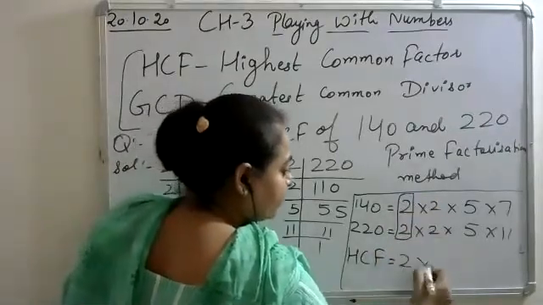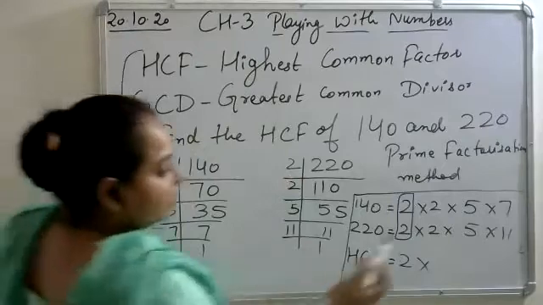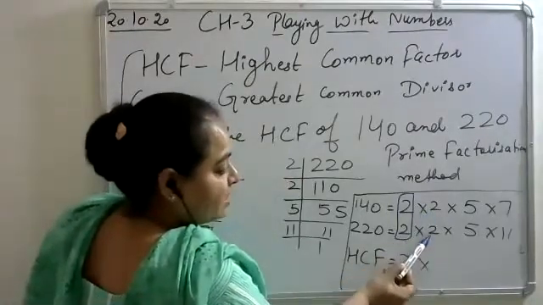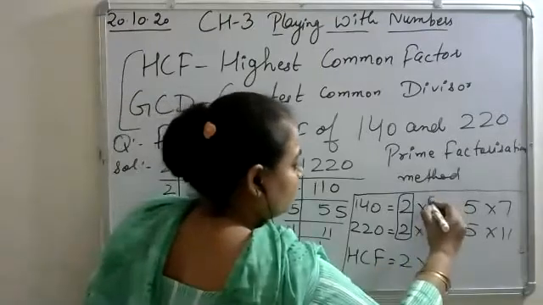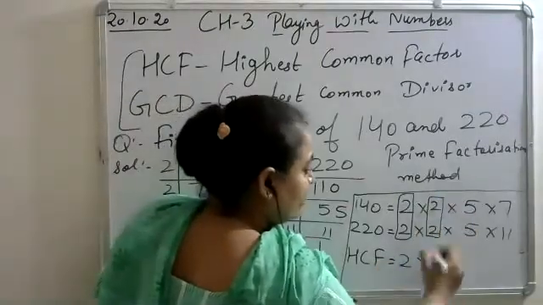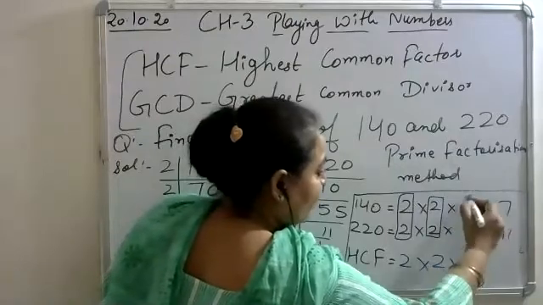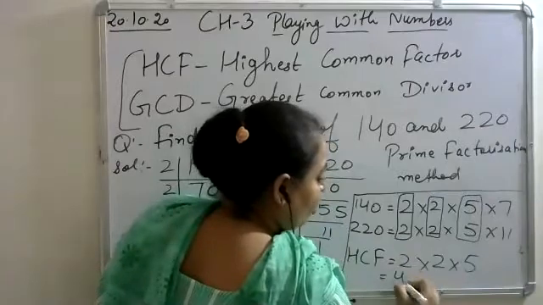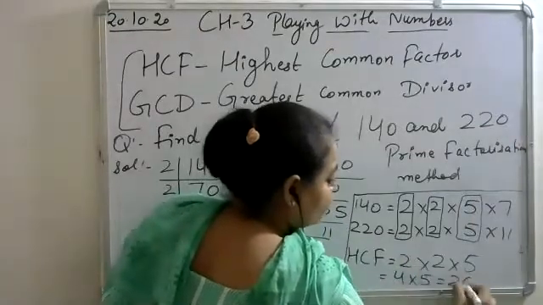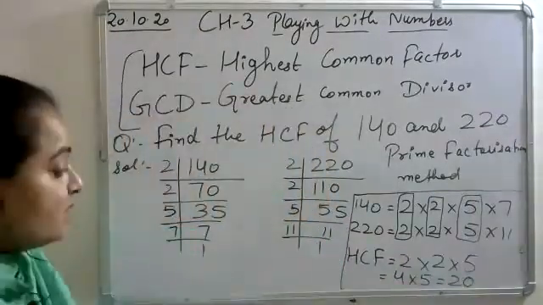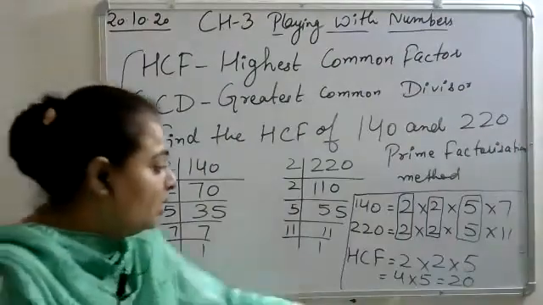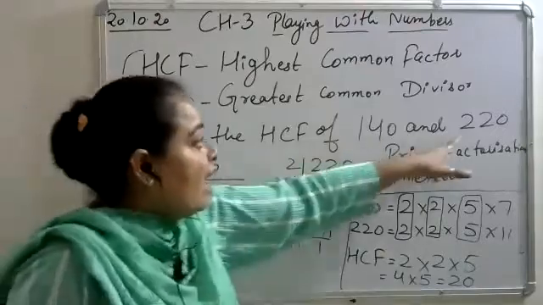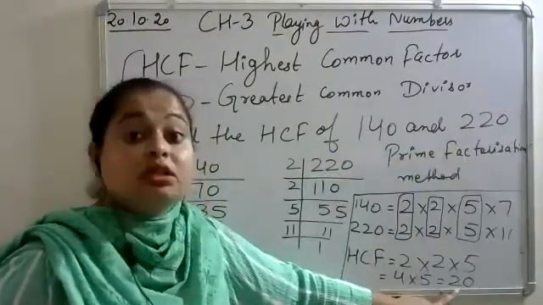So write it here. Similarly, again, 2 present in 140, 2 present in 220. Again, we will write here 2. Then 5. So 2 multiplied 2 multiplied 5 is equal to 20. So what is the highest common factor? The highest common factor of 140 and 220 is 20.